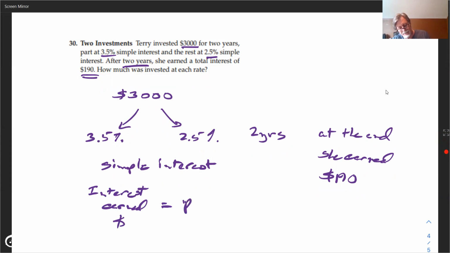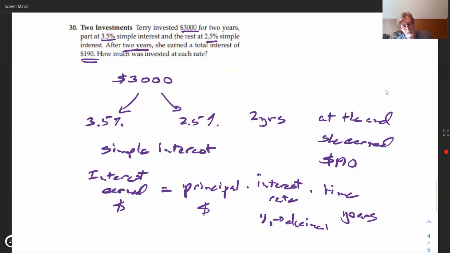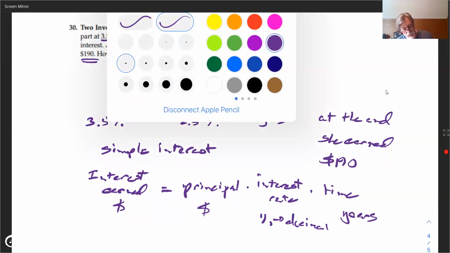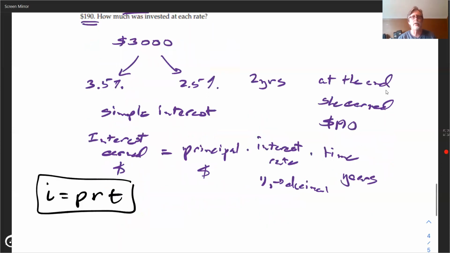It's principal, that's the money you invested, times interest rate, and that's going to be a percent converted to decimal. And then finally times time, and that is in years. And the formula just simply looks like this: I is equal to PRT. It's like memorizing letters to remember something, like T-U-L-I-P might stand for something.